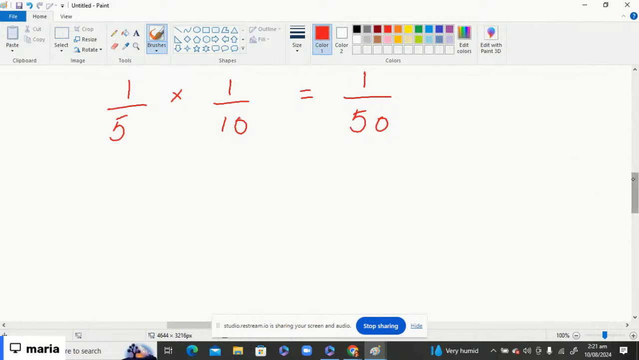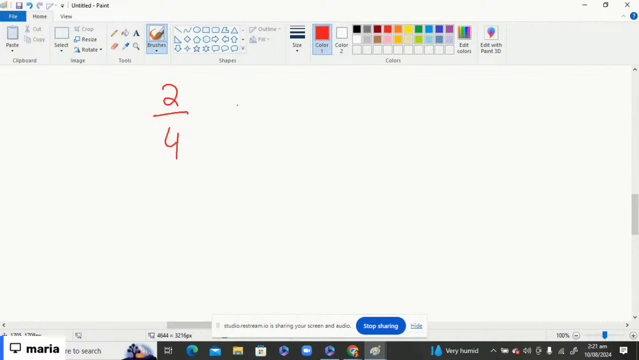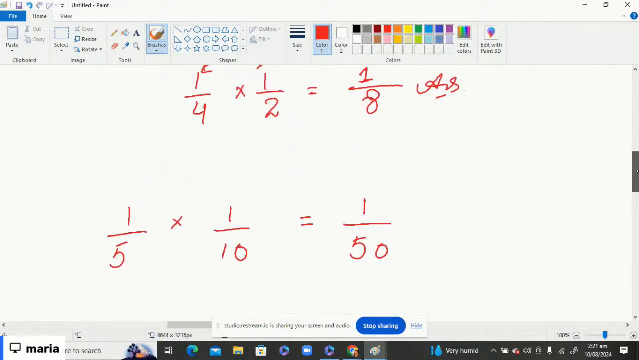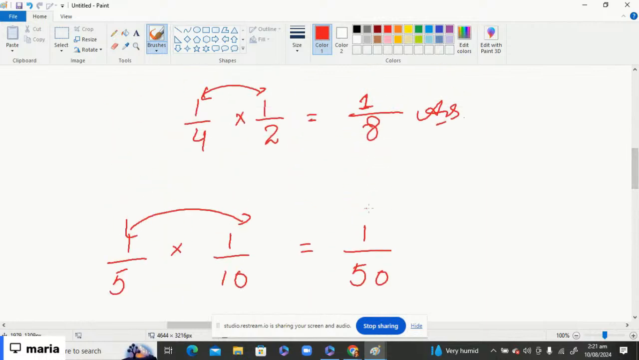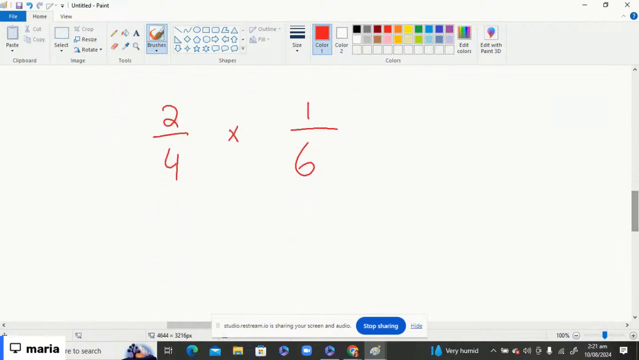All right. Now I'm going to write it here: 2 by 4 times 1 by 6. This is the same thing. This is the same way. Just multiply the numerators with each other and denominators with each other. Like in the previous question, where the denominators are 1, here only the numerators are changed. This is 2, this is 1. Same thing, just simply multiply this 2 with this 1, this 4 with this 6.